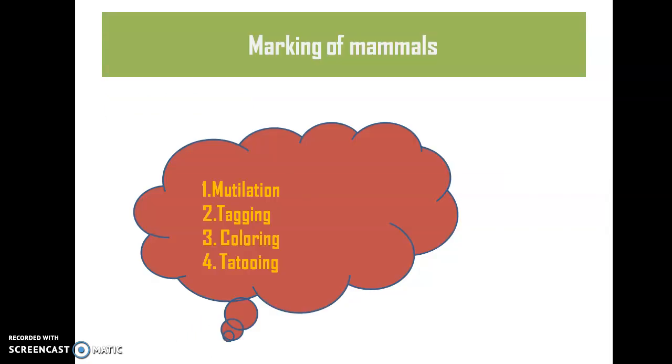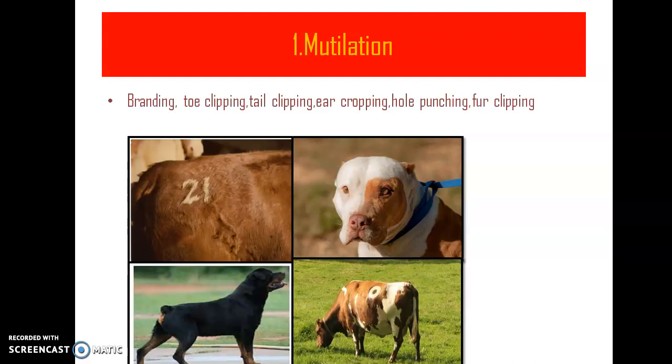Then comes the marking of mammals. How are mammals marked? Generally, four different types of methods are employed for marking captured mammals. What are they? They are mutilation, tagging, coloring and tattooing. So let's see the definition and the importance of each method. Mutilation involves these types of marking methods. It includes branding, toe clipping, tail clipping, ear cropping, hole punching and fur clipping.